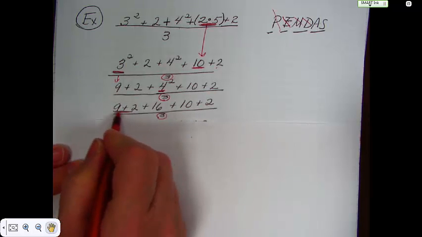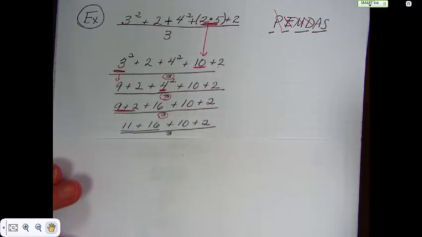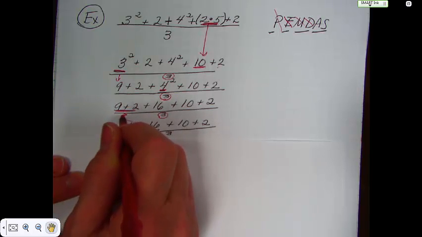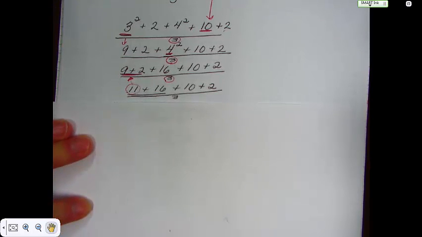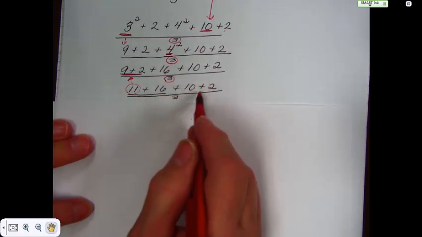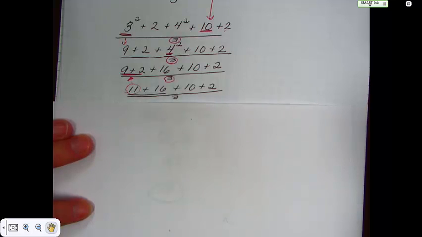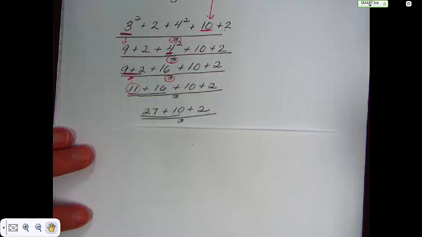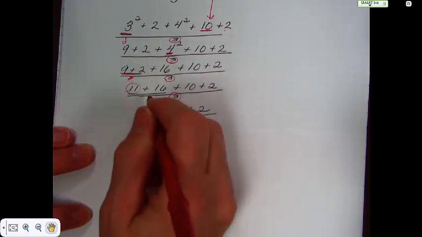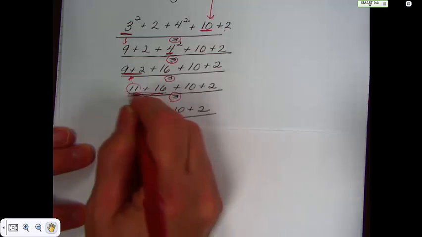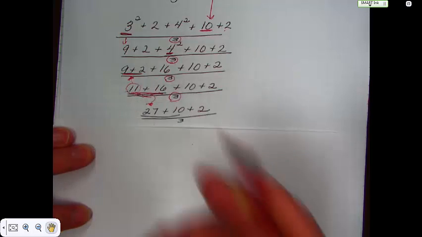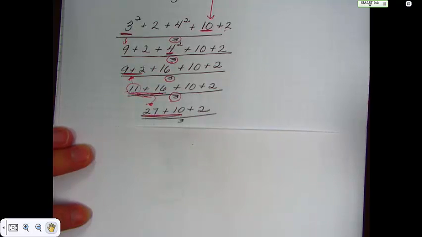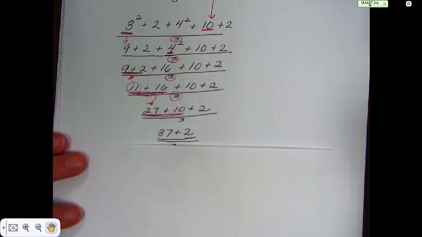So 9 plus 2 is the furthest left. So that's 11. Right here is your 11. Now we have 11 plus 16 plus 10 plus 2. 11 plus 16 is 27. Again, don't forget that 3. 11 plus 16 right here was this 27. 27 plus 10 is our next step, which ends up being 37.